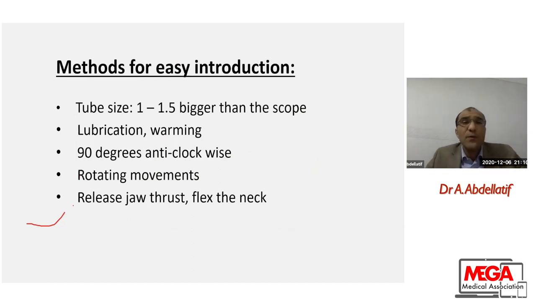So methods for easy introduction: the tube size should be 1.5 bigger than the scope, not bigger than that, to avoid impingement and the gap problem. I have to lubricate the tube well and warm the tube. If I warm the tube, this will ease the introduction of the tube. I have to remember the 90 degree anti-clockwise. I have to do some rotating movement while going with the tube. Sometimes if I'm doing jaw thrust, when I release the thrust, that will push the tube to go anterior in the wider space.